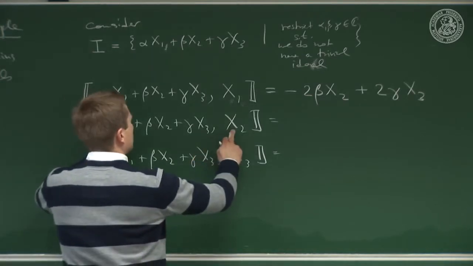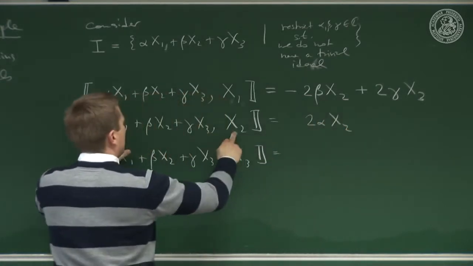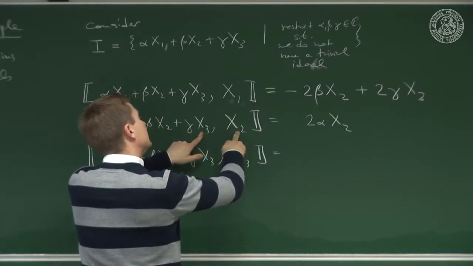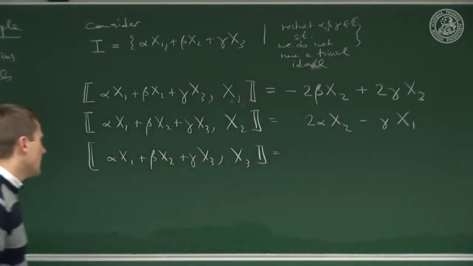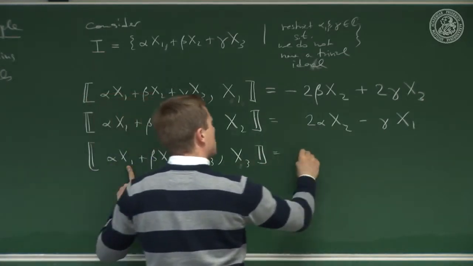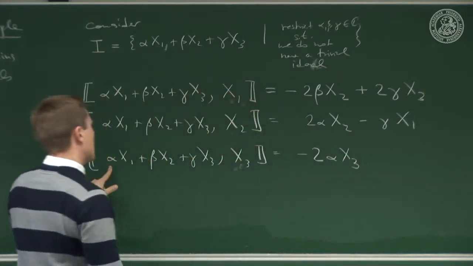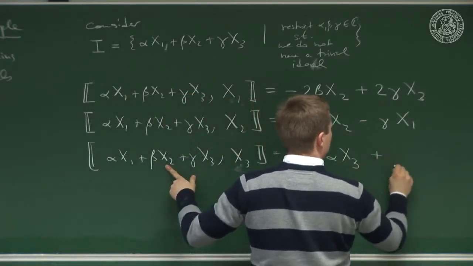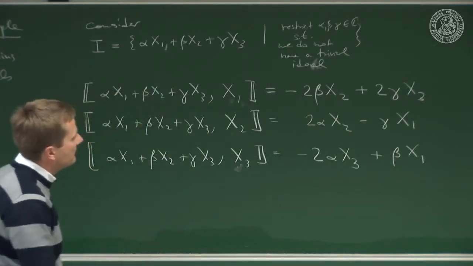Now let's calculate this one. [x1, x2] we said was 2, so it's 2 alpha x2. [x2, x2] vanishes, and [x2, x3] yielded x1, wrong order, so minus gamma x1. And [x1, x3] yielded minus 2, so it's minus 2 alpha x3. [x2, x3] yielded x1, right order, so this is plus beta x1. So these are these brackets, and now in this case we can discuss this very quickly.